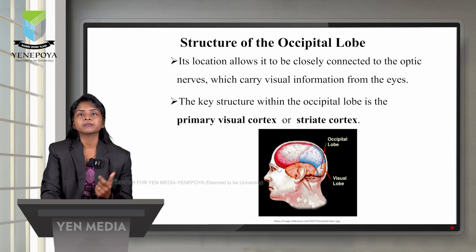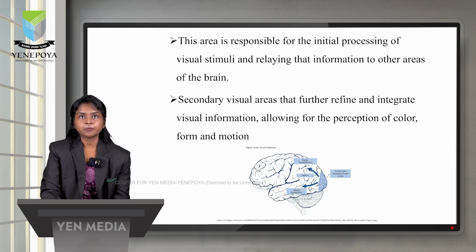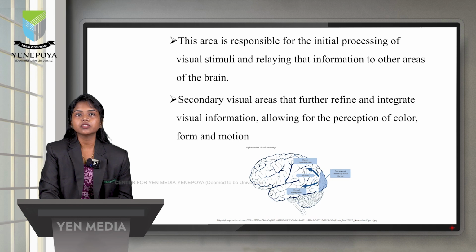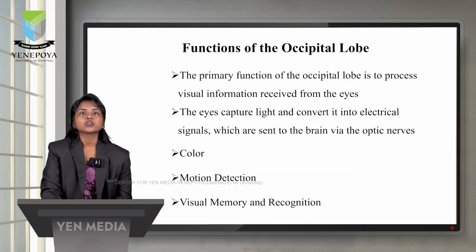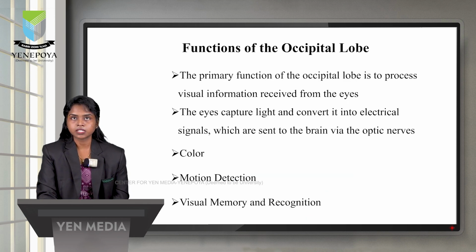the information from the eyes. The key structure within the occipital lobe is the primary visual cortex, or striate cortex. This area is responsible for initial processing of visual stimuli and relaying the information to other areas of the brain. The secondary visual area further refines and integrates the visual information, allowing for perception of color, form, and motion, what is going on around the environment. So we move on to the function of the occipital lobe.